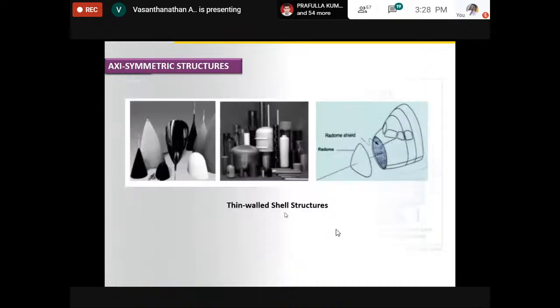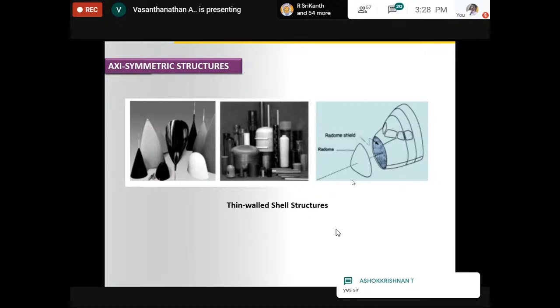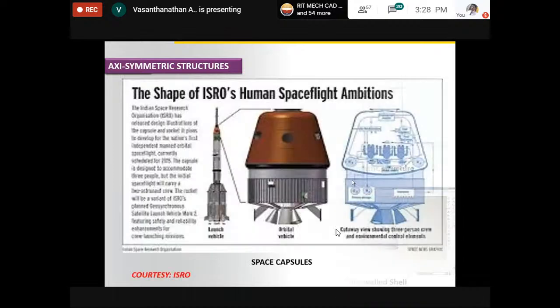Of course, all the thin-walled shells are used in aircraft applications. You just see, this is a radome. You are able to see a nose cone in the flight. This nose cone is called a radome. Radome is nothing but radar plus dome structure. That is radome. So if you consider this radome, it comes under the axisymmetric structure.